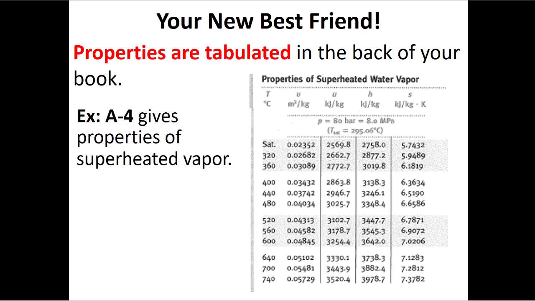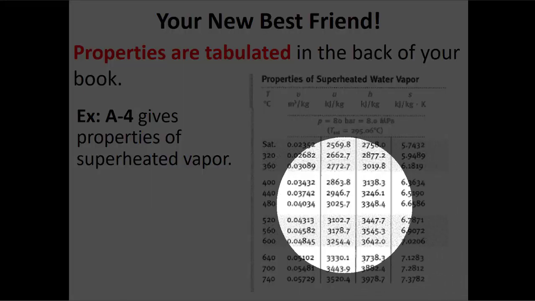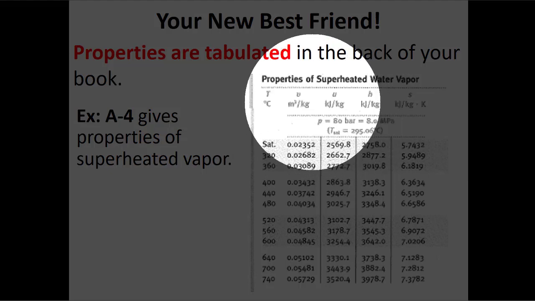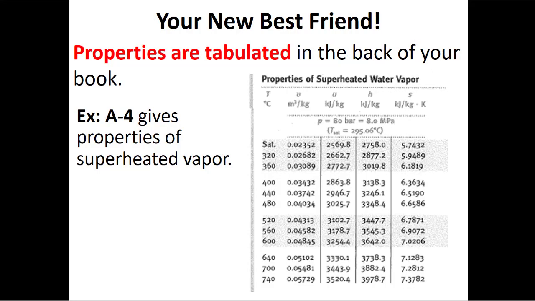So we have a lot of tables. I don't know if you have the textbook yet, but if you do, you can look in the back and maybe 15% of the textbook is just tables at the back. We're going to use these tables a lot, right? So here's kind of a photocopy of one of those tables. And this says property of superheated water vapor. So that's steam, right? So steam that's above the boiling temperature.